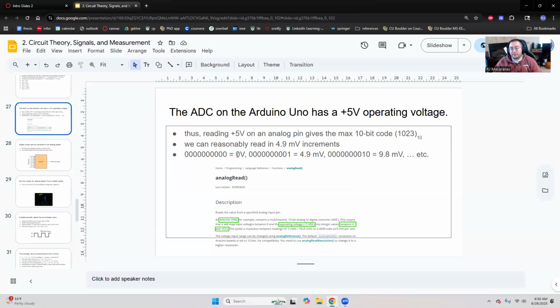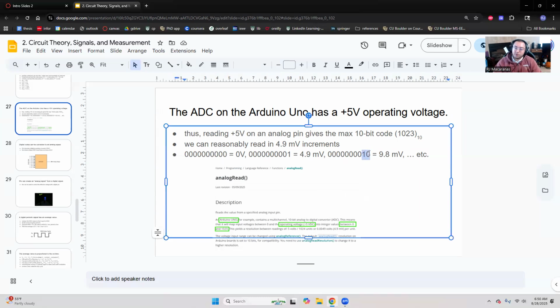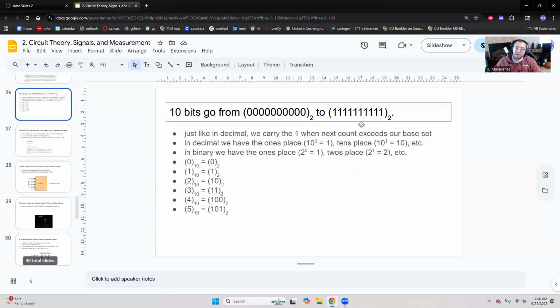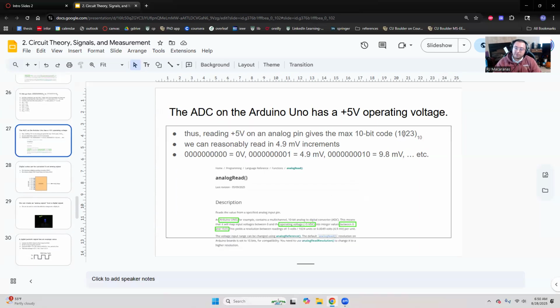So anywhere between 0 volts and 4.9 millivolts should get encoded as a 0. But once we get to 4.9 millivolts, and we're between 4.9 and 9.8, we should get a digital code returned of 2, right? 1, 0. And once we get up to our full scale range of 5 volts, we'll get the maximum 10-bit code, which is 10 ones, which just ends up being 1023 there.